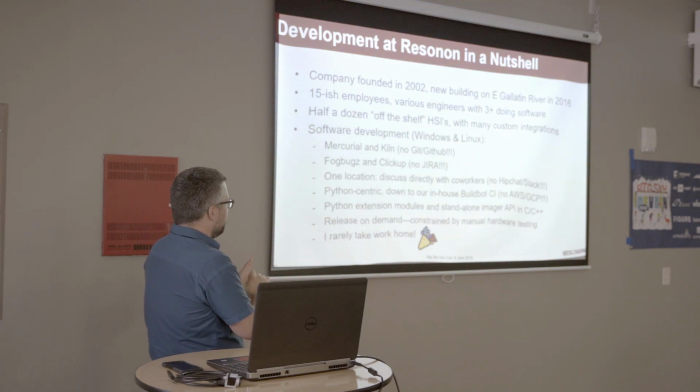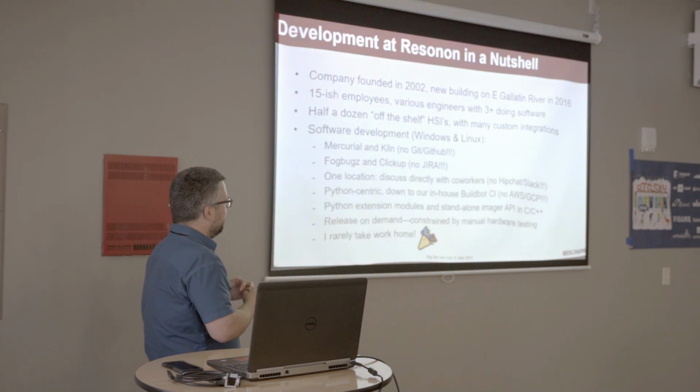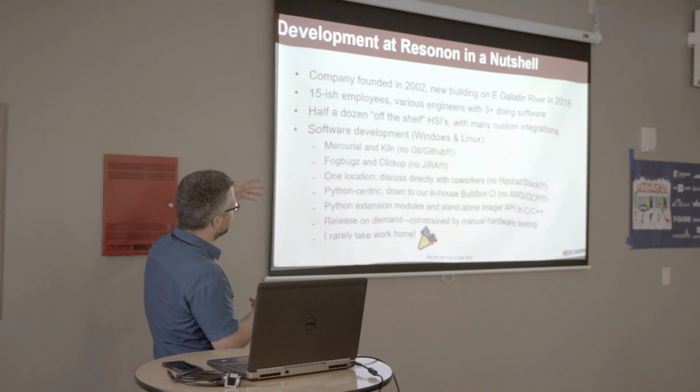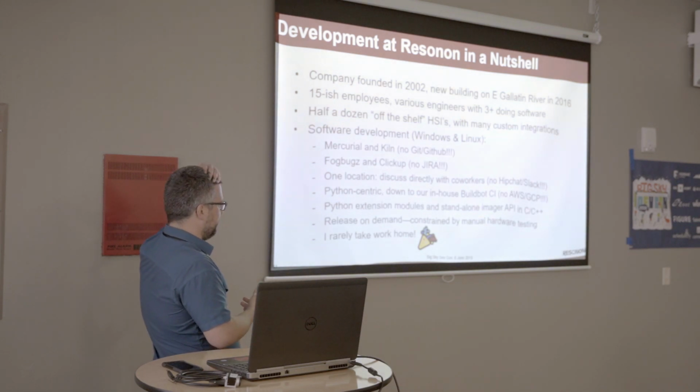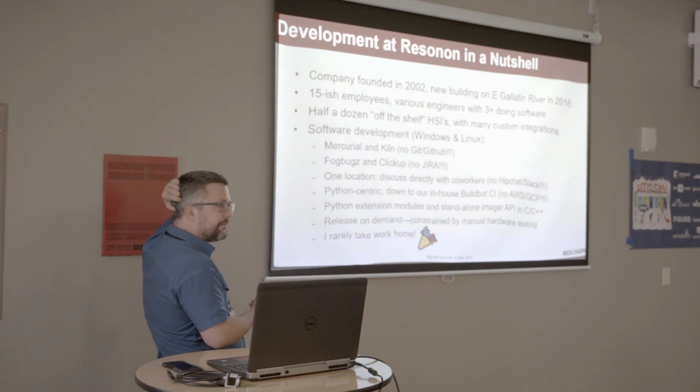We're very Python-centric, down to our in-house BuildBot CI, so that's another thing I've been working on. We have to sign our software and we build it. Obviously the Kiln repo, we use Kiln again instead of GitHub, that's off-site, but we build our own stuff. So yeah, no AWS or Google Cloud Platform, right? I think that's what that's supposed to stand for.